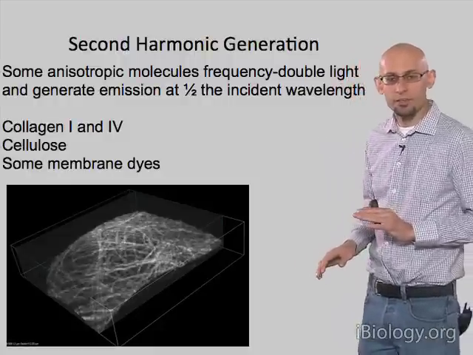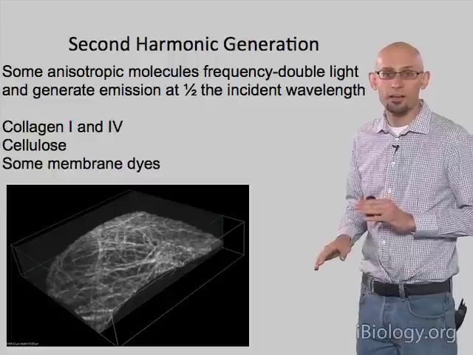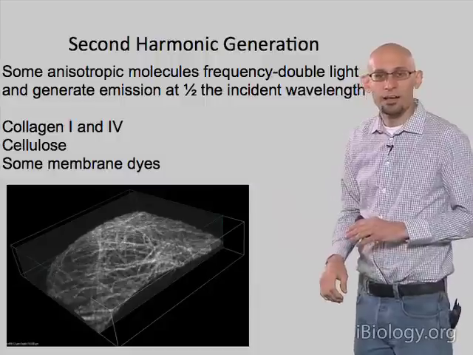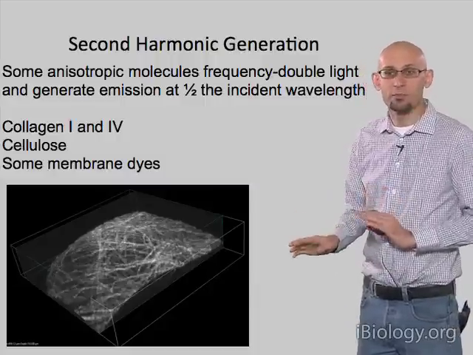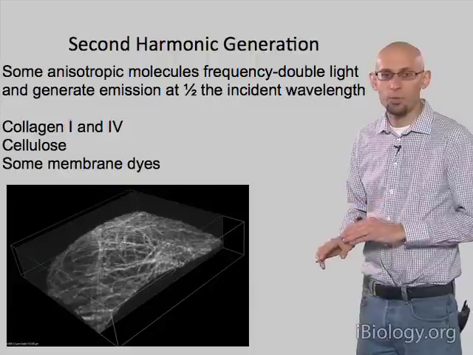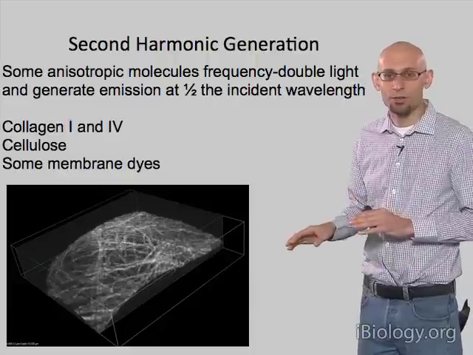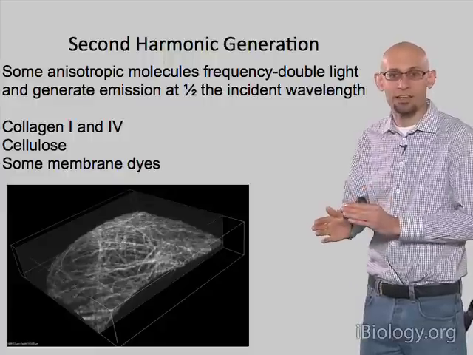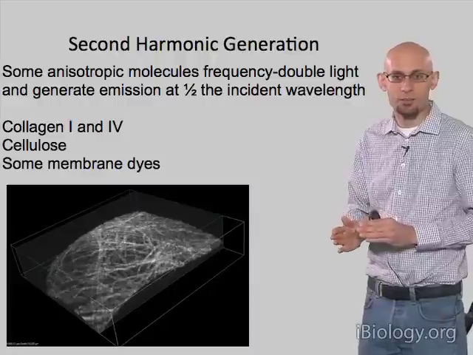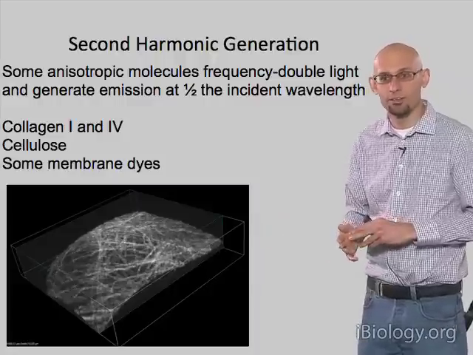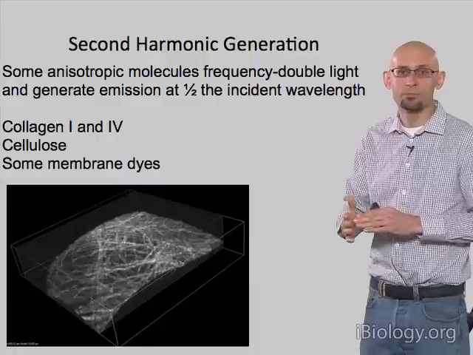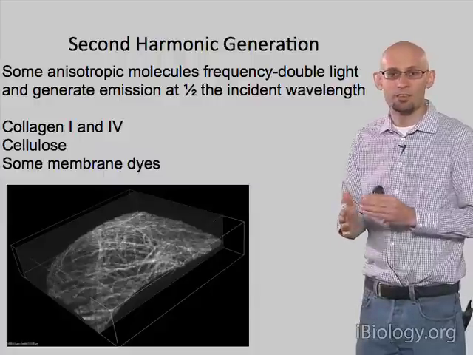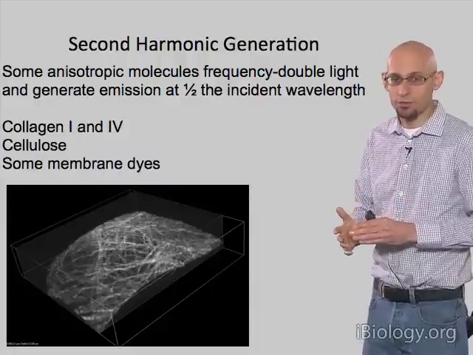There's another mechanism that can give rise to two-photon excitation that I want to talk about, and that's called second harmonic generation. This is not a fluorescence mechanism, but it's a mechanism by which an anisotropic molecule can frequency double the light. So it can absorb two photons at, say, 1,000 nanometers, and then emit a single photon at 500 nanometers. So it exactly doubles the frequency of the light, halves the wavelength, doubles the energy. It's a mechanism of converting two photons into one at twice the energy.